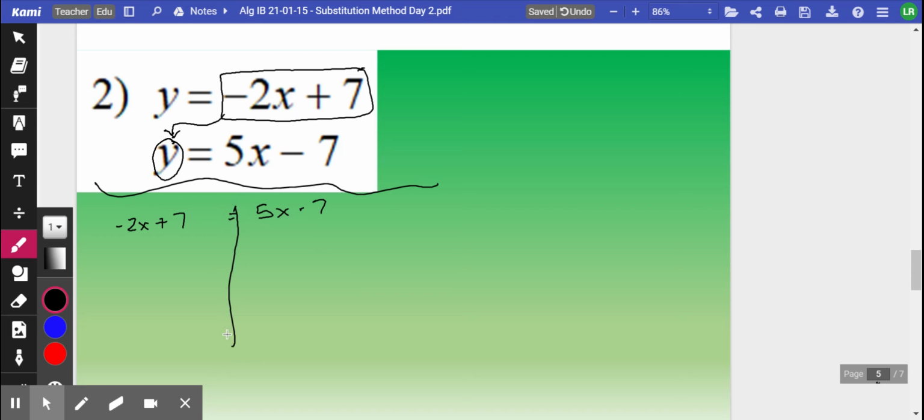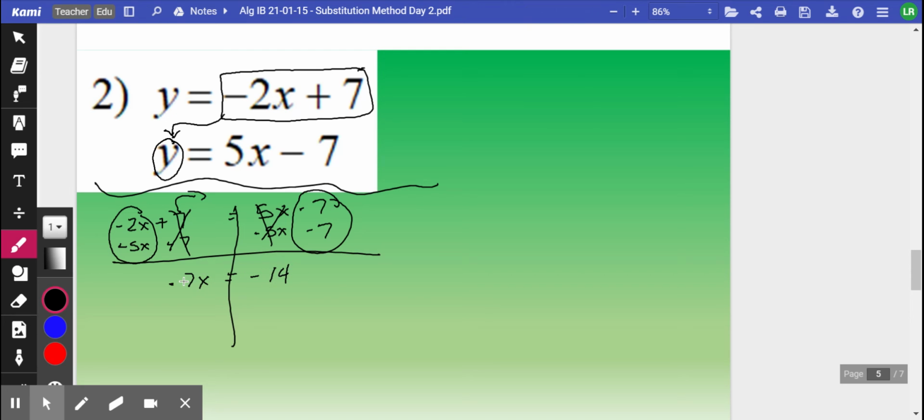Doesn't change anything. Now, again, variables are on both sides, so let's get them on one side. So minus 5x on both sides. That's 0. In a second, I'll add those up. Have to move this 7 over. It's a positive, so I go minus 7 on both sides. That's 0, and I'm going to add those up. So I'm going to get negative 7x equals negative 14. Finish him. Divide both sides by negative 7. x equals 2. Have my first part of my answer.